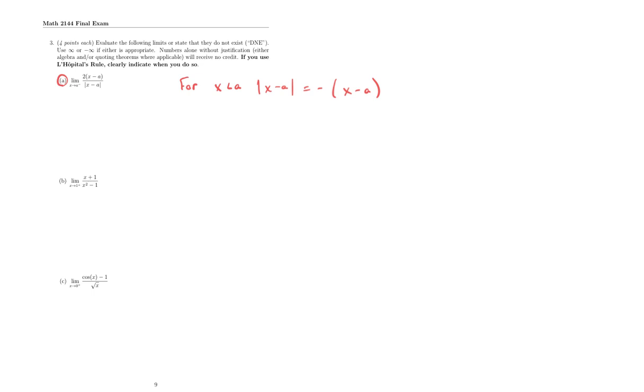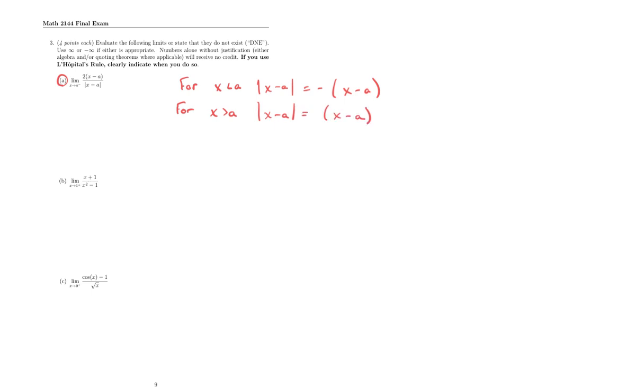And a good way to double check this is to try plugging in a number. Let's just say, for example, x is 4 and a is 5. So 4 is less than 5. So I know that the absolute value of 4 minus 5 should be positive 1. So let's double check that this formula works for those values. So 4 minus 5 times -1, there we go. That's going to be a positive 1. So because that works, we can also write out the other portion: whenever x is greater than a, the absolute value of x minus a is going to equal positive x minus a.